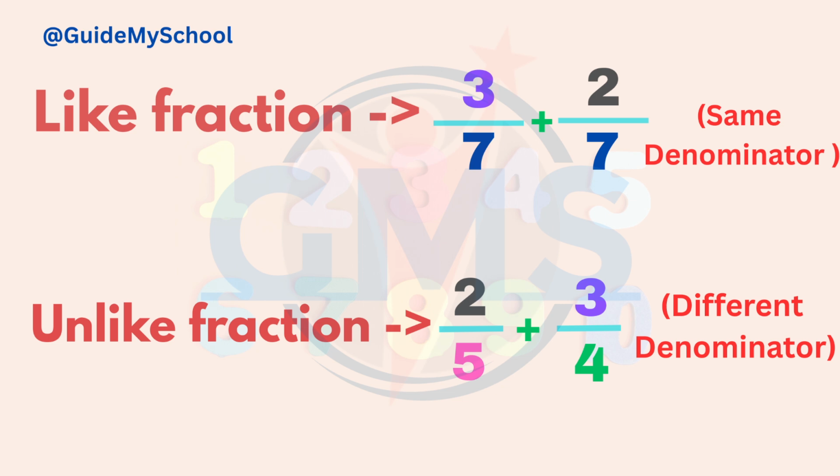In this slide, you can see where it is written like fractions, it has denominator 7 in both fractions. That means like fractions have the same denominator. And for unlike fractions, you can see one fraction has 5 in the denominator and the other has 4 in the denominator. That means unlike fractions have different denominators.